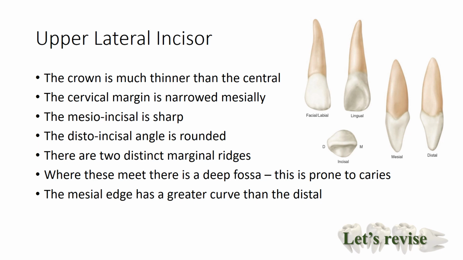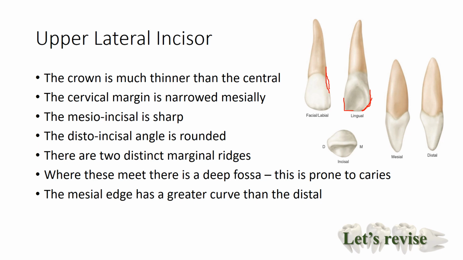So here the crown is much thinner than the central. The cervical margin here is narrowed medially. I don't know if you can see it too well on this picture here, but do you see how this comes in? It comes in here. That's because it's narrowing medially, and so that's what that means here. The mesio-incisal angle is still sharp. The distal incisal edge is still rounded, so that doesn't really tell you whether it's a central or a lateral, which is not really very helpful to you.